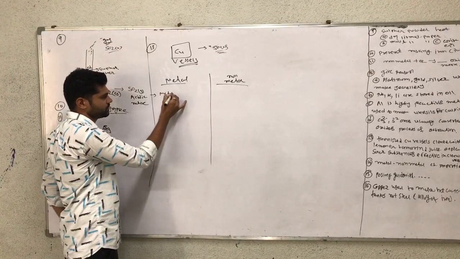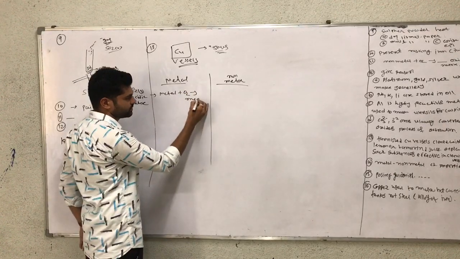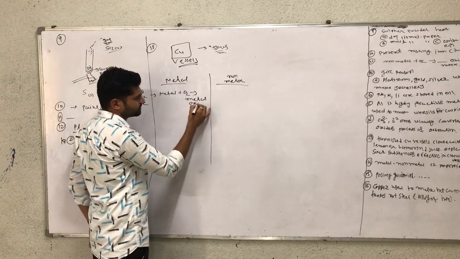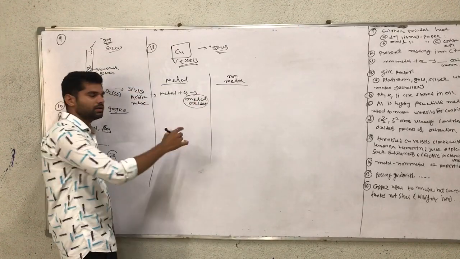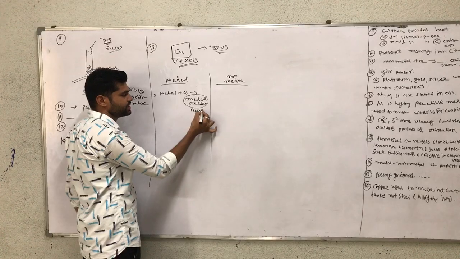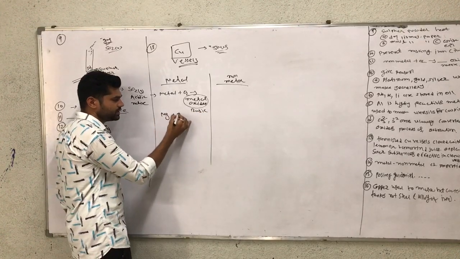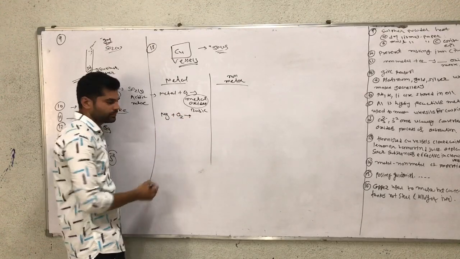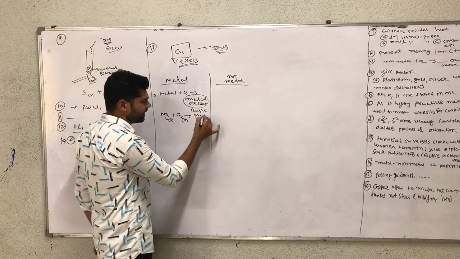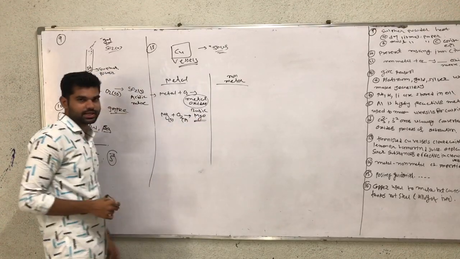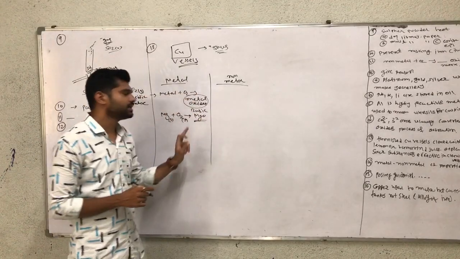So metal plus O2 gives metal oxide, and the nature of this metal oxide is basic. For example, Mg plus O2: Mg in a solid state, O2 in a gaseous state, and they produce MgO, magnesium oxide. And the nature of this metal oxide, magnesium oxide, is basic.